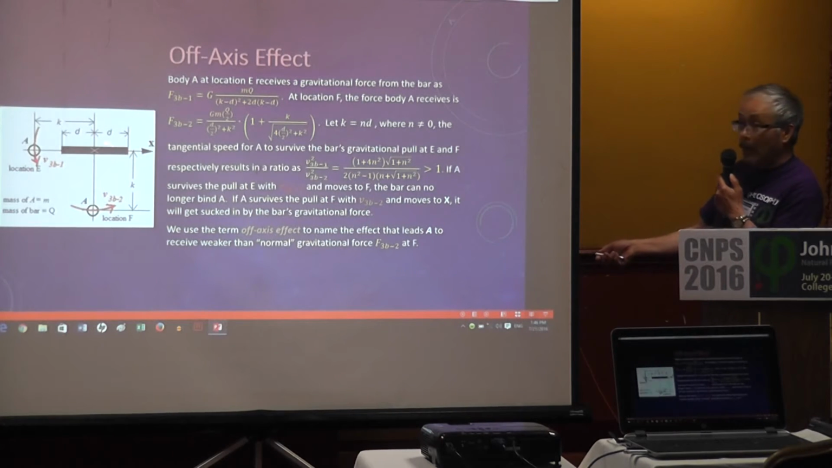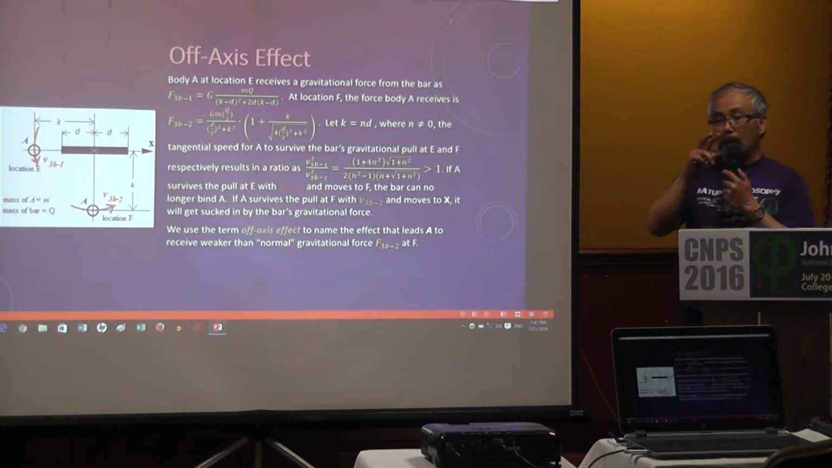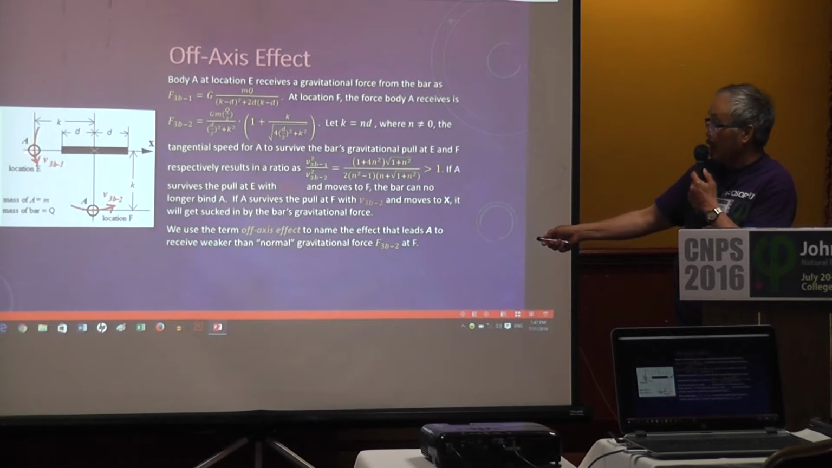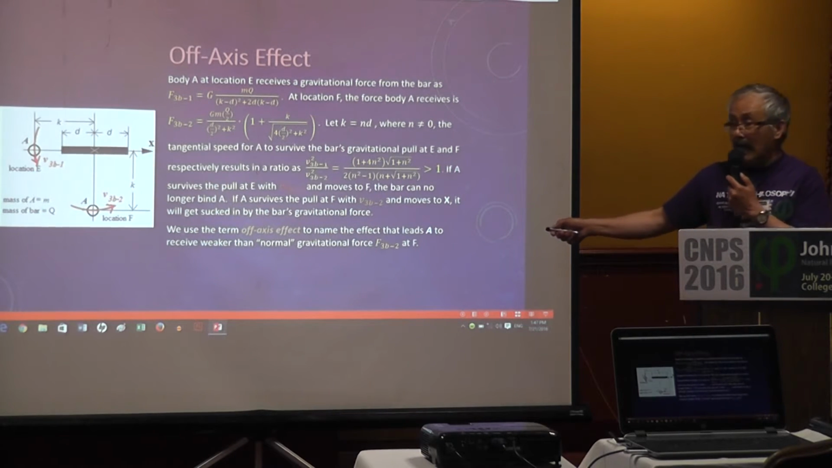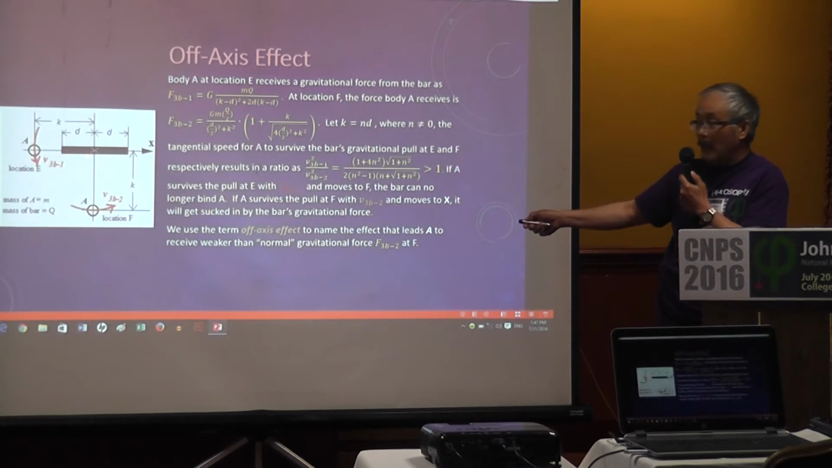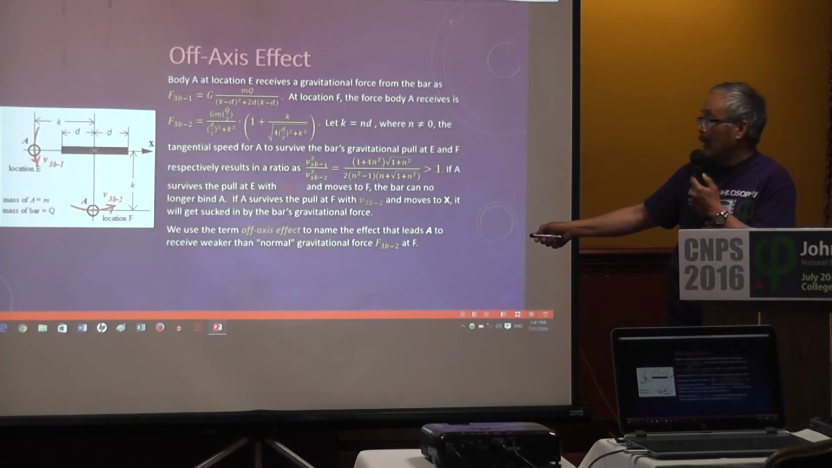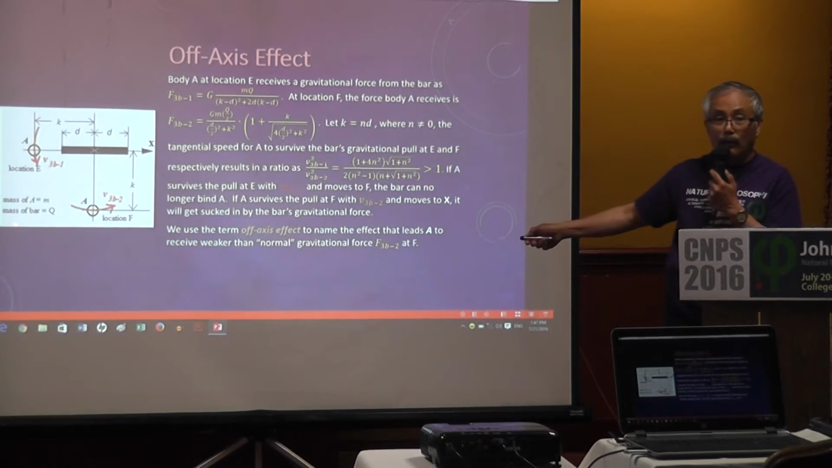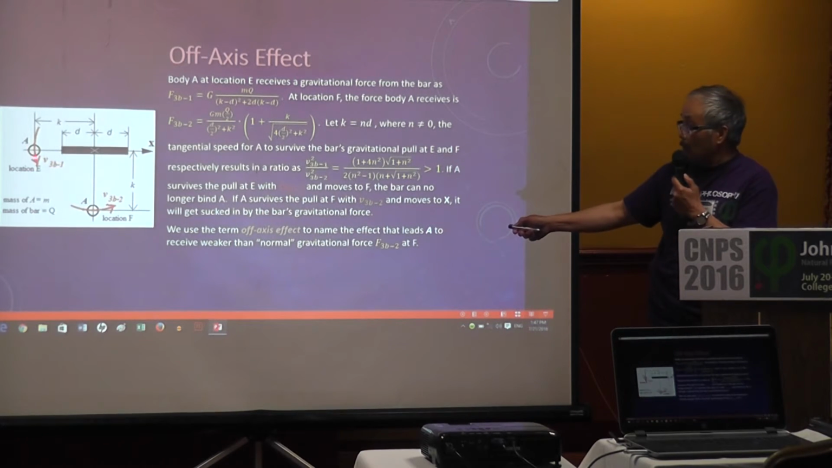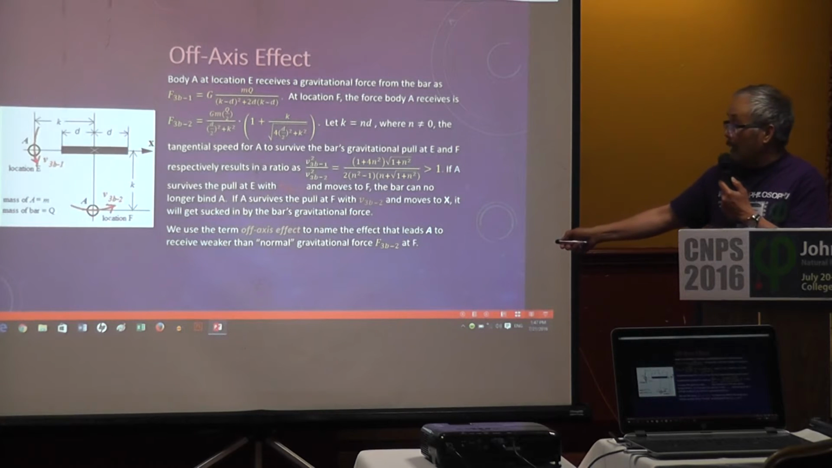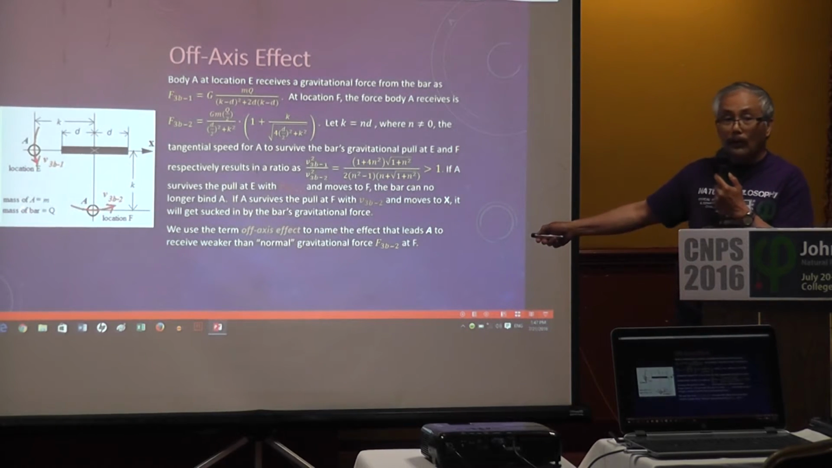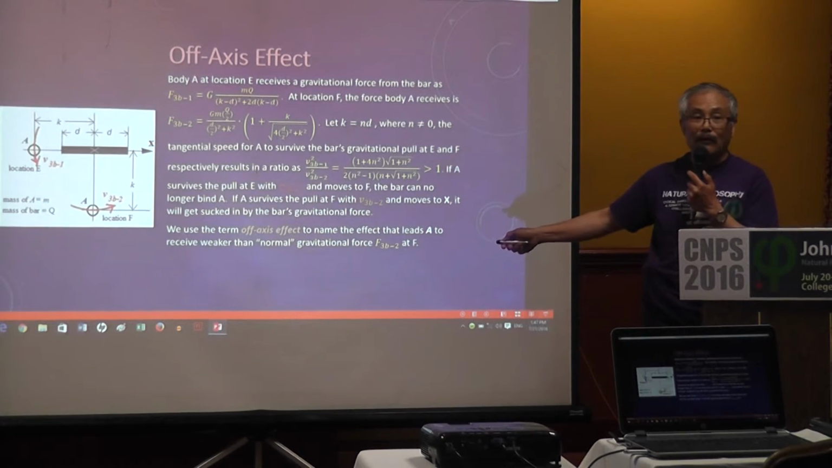With the same bar, when this body A moves from here to here, it moves through two regions. Over here is the on-axis effect, very strong. If the tangential speed allows it to resist the gravitational pull from the bar and continue to move over here, it will receive a much weaker gravitational force. And then, with the same angular momentum received from here, but encountering a much weaker gravitational pull from the bar, this body A will fly away with higher than normal speed, that's for sure.